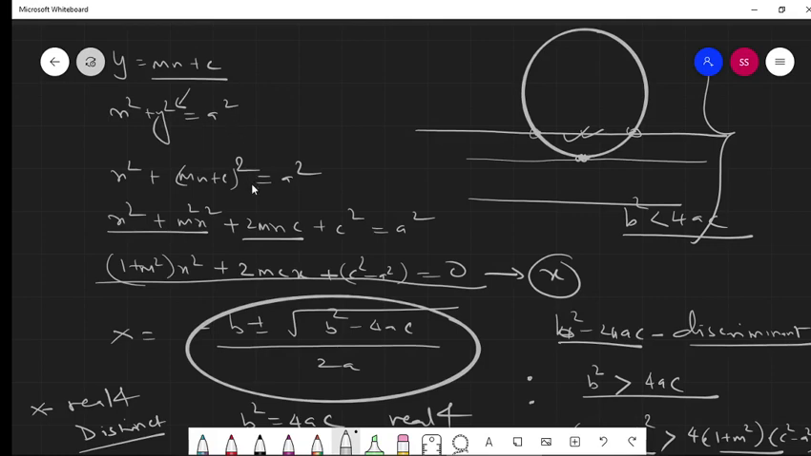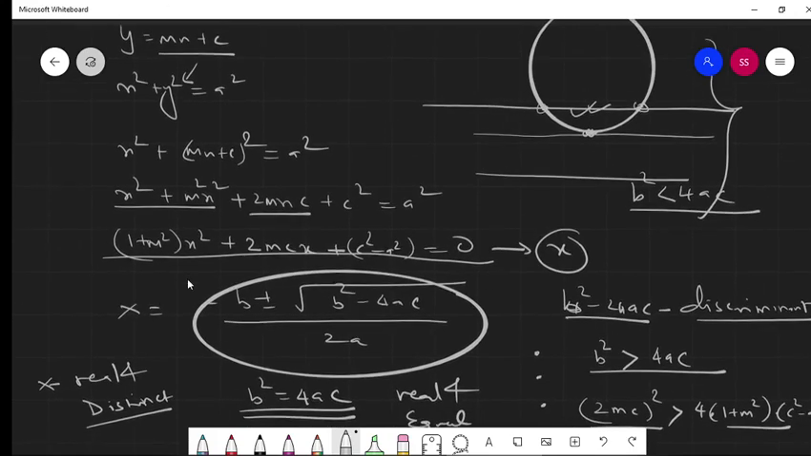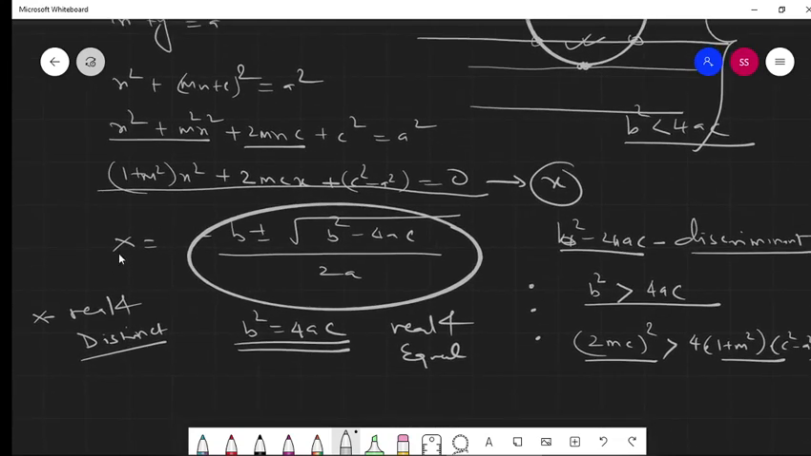In this way we can find the equation of the circle. Substitute the value of y in the given circle, you will get the equation in quadratic form of x. Then roots are minus b plus minus root under b square minus 4ac by 2a, and the discriminant is b square minus 4ac.